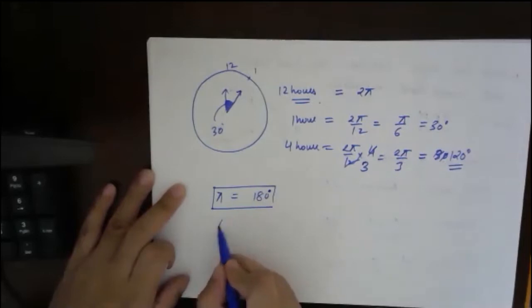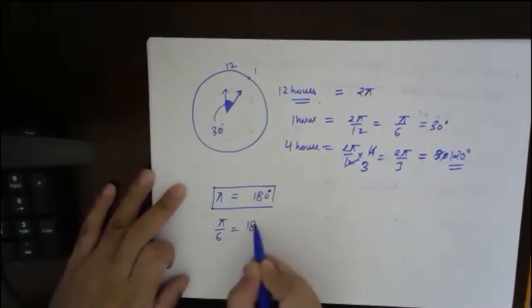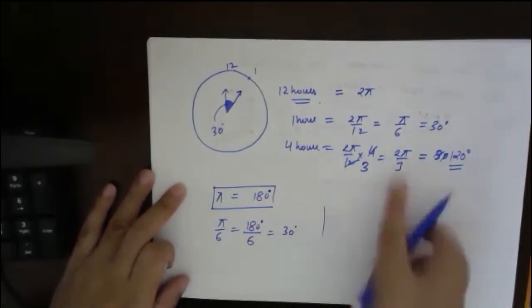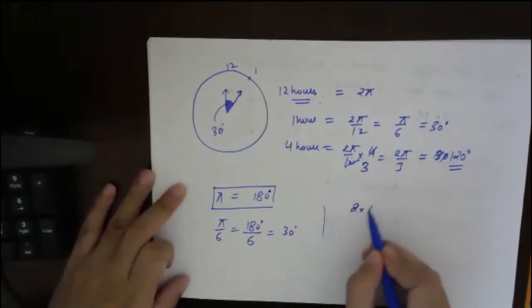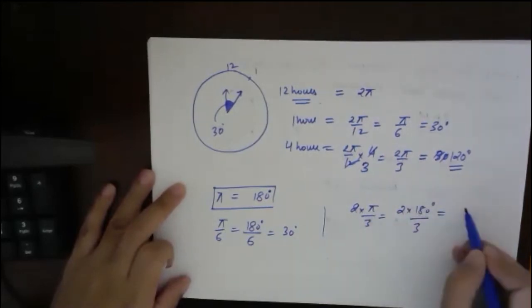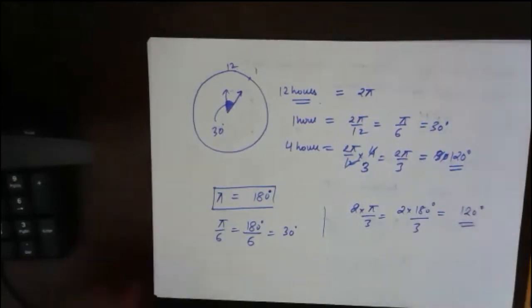So pi by 6 is 180 degrees by 6. So this is 30 degrees, right? So 2 pi by 3, 2 into pi by 3. Pi is 180 degrees. So 2 into 180 by 3. This becomes 120 degrees. Simple. Understood? Fine. So this was simple.